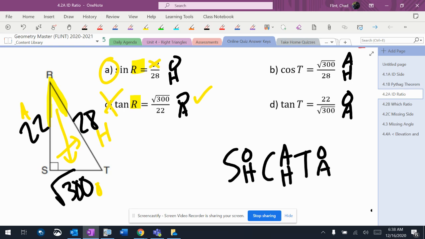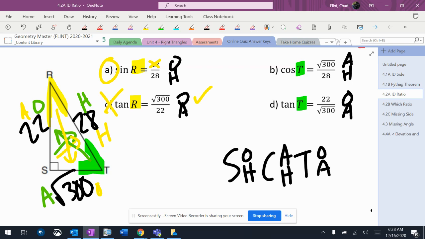But let's check the other ones just to be safe. All right. So I've got cosine of T and tangent of T. So I need that angle right there. Label the sides again because remember the opposite and adjacent will change. So there's my sides. This says opposite radical 300 over adjacent.